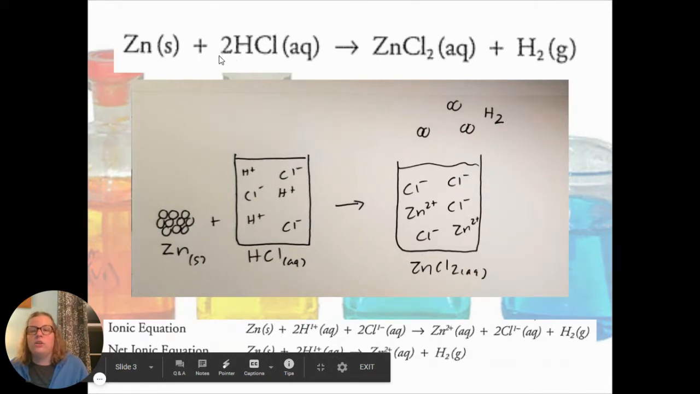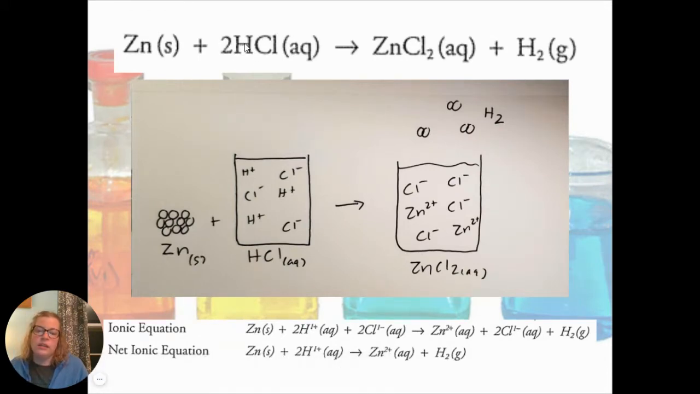Now, the coefficients play a role in the ionic equation. So it's 2 H pluses and 2 Cl minuses, and this little subscript of 2 also plays a role. So anytime you see more than one of something, that becomes its coefficient in the overall ionic equation. What the net ionic equation does is it chops out spectator ions.